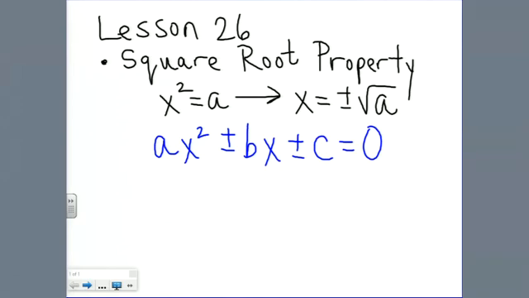If you have x squared, or it could be any letter squared, equal to some number or some constant, in order to solve for x, or get rid of the exponent, you do the opposite of squaring something. So the opposite of squaring something is taking the square root of both sides. That's what we're going to do here. Take the square root of both sides.